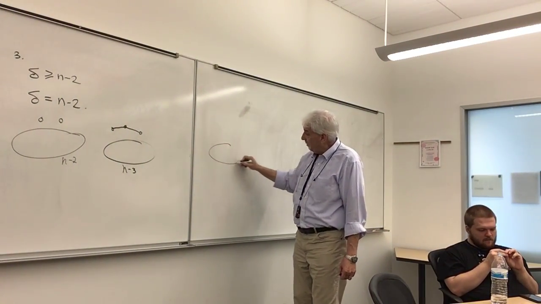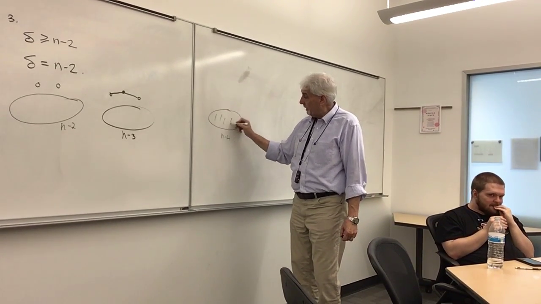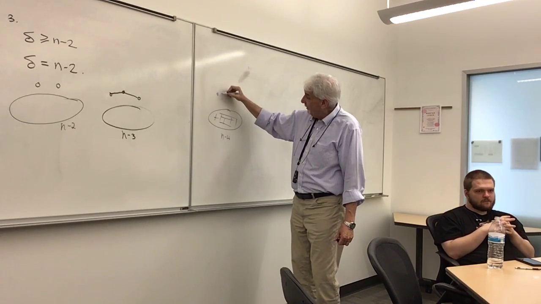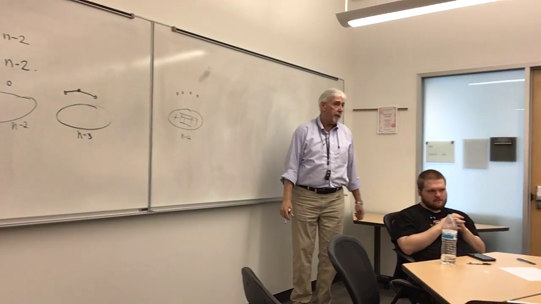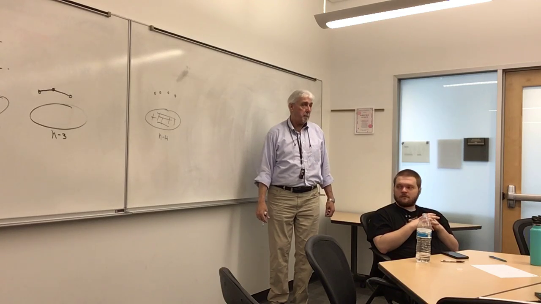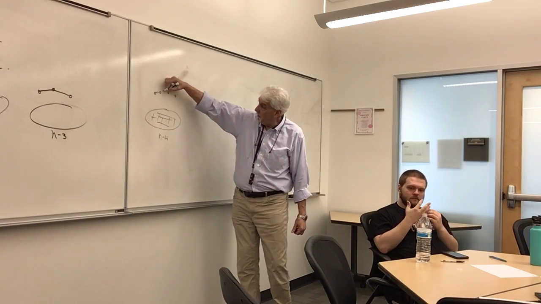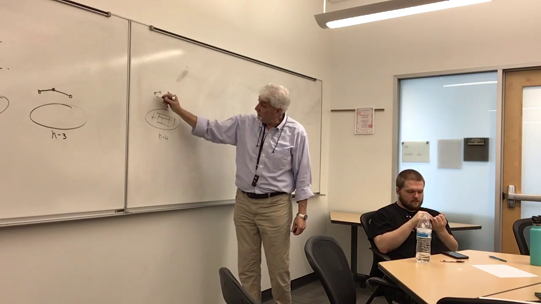So I'm going to take n minus 4 vertices here. And let's imagine that this is complete. That's complete. Now I've got 4 vertices left. We'd like it not to be complete. So what if I put those 2 edges in, and I put all these edges in?